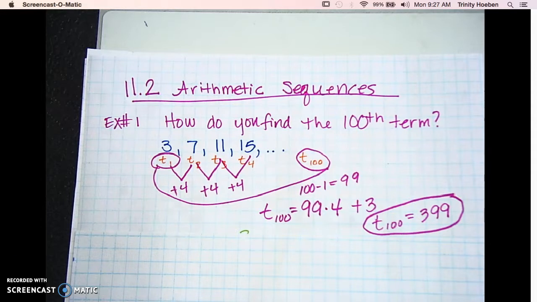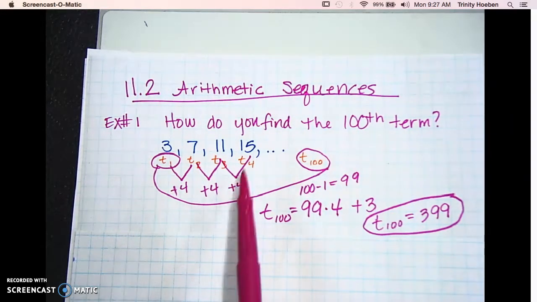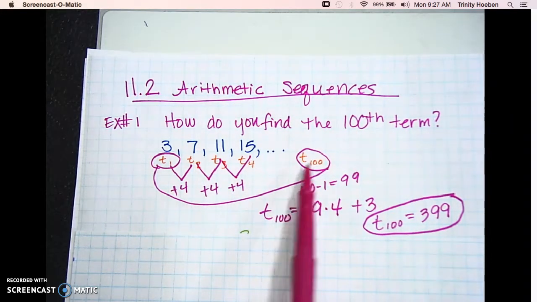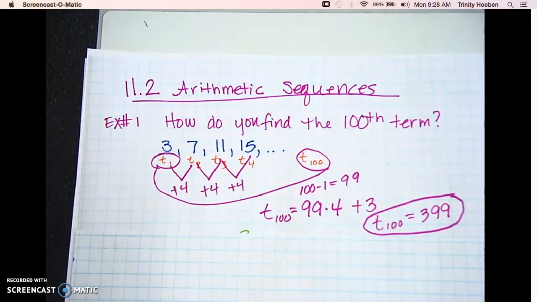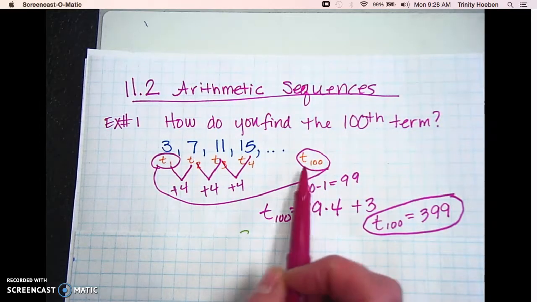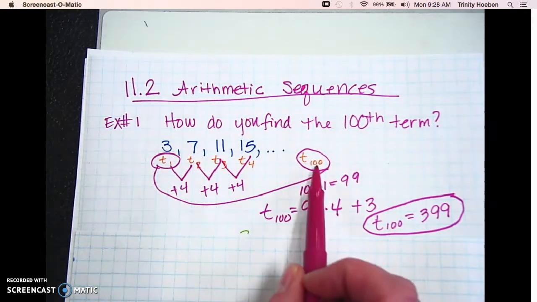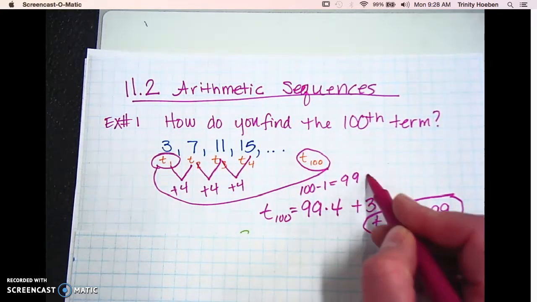Okay? If you did it term by term and you added 4 and you added 4 and you kept doing it until you got to term 100, it would take you a really long time. Yes? Why did you subtract 1 from 100 again? Because from the first term to the 100th term, there's 99 terms. Okay.